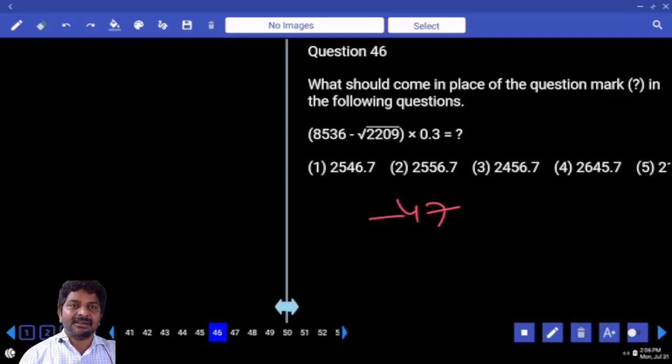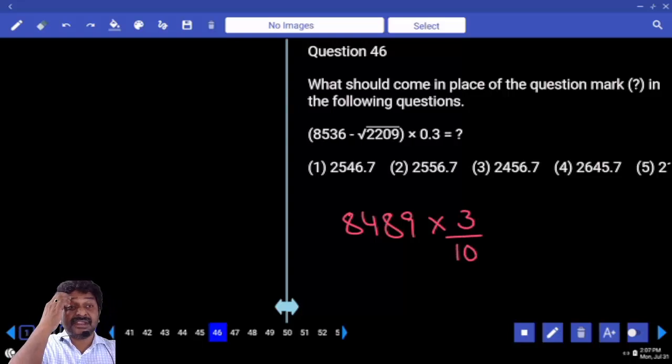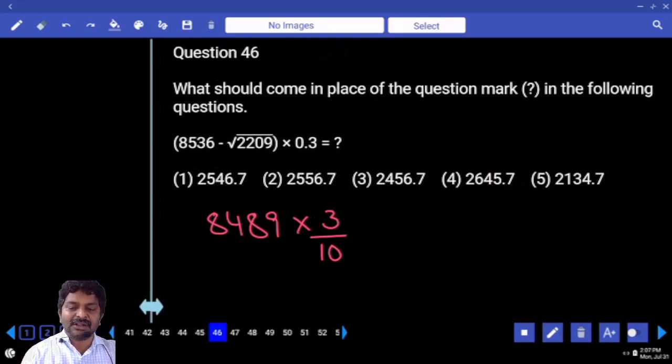Subtract 47. How do you subtract? Subtract 100, add 53, no problem. Subtract 100, 8400, add 53, 89 into 3 by 10. 0.3, I am writing it as 3 by 10. Is that okay? Last digit verification. Can you do that? No. Every number is ending with 7 only.